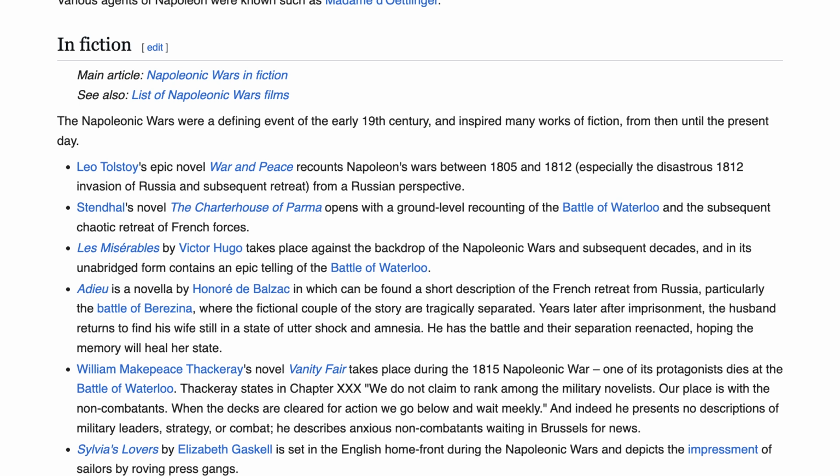A poem, Borodino, by Mikhail Lermontov describes the Battle of Borodino from the perspective of the poet's uncle, a Russian officer. The Count of Monte Cristo by Alexandre Dumas starts during the tail end of the Napoleonic Wars. The main character, Edmond Dantès, suffers imprisonment following false accusations of Bonapartist leanings.